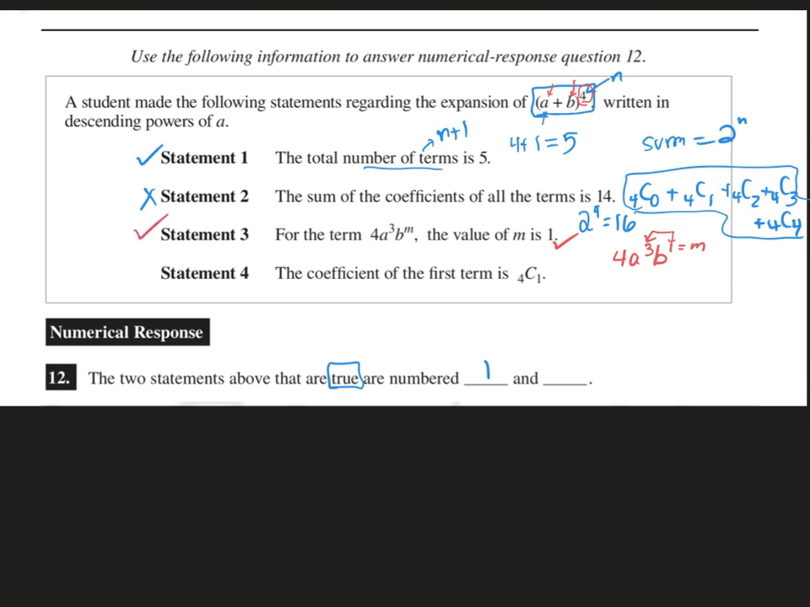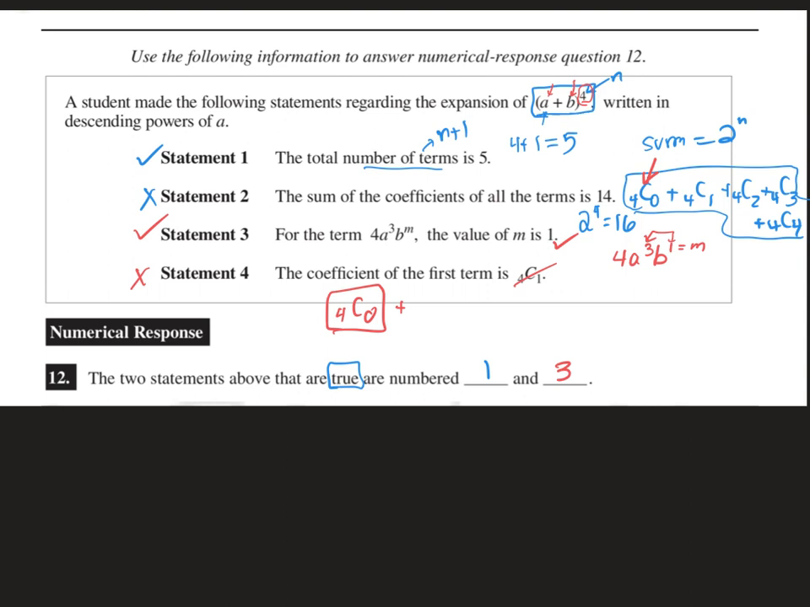Okay, so we could stop there, but let's go to statement 4 as well. The coefficient of the first term. Well, as we discussed up here, the coefficients start off at 4 choose 0 and then increase from there. So 4 choose 0 should be our coefficient of the first term, not 4 choose 1. So that's why that one is incorrect.